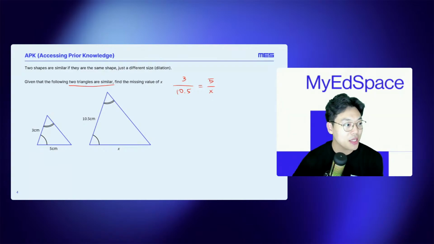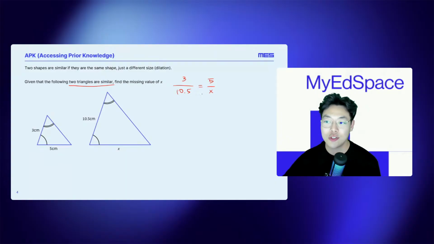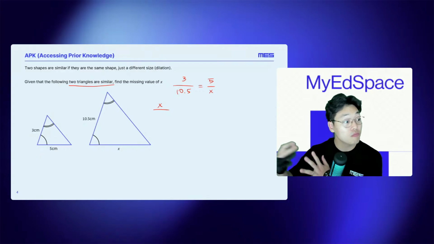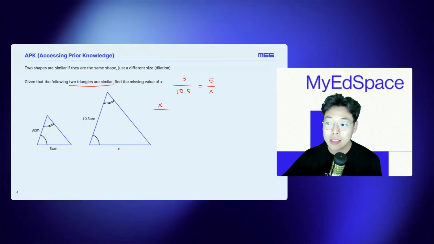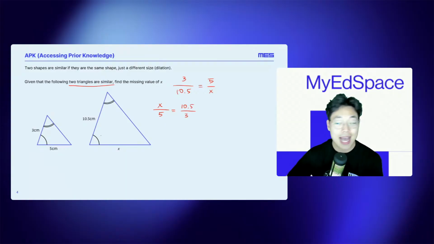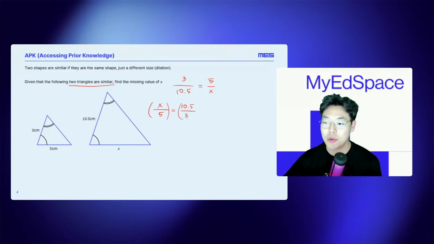Now, I could have set this up in a different manner as well. Right now, I'm going to have to multiply both sides by x, then do everything else. However, what if we set this up so that x is the first thing we begin with, so that on both sides, we don't have to multiply by the variable, but multiply by something else. So in this case, x is proportional to 5. And therefore, if x is proportional to 5, then 10.5 will be proportional to 3. And now all we have to do is multiply both sides by a 5.